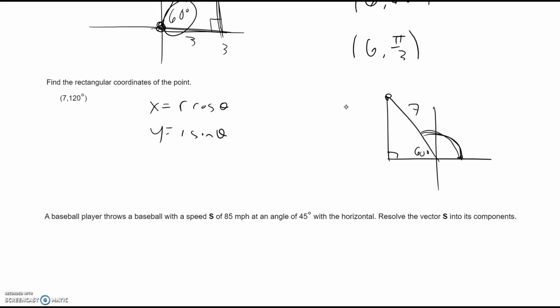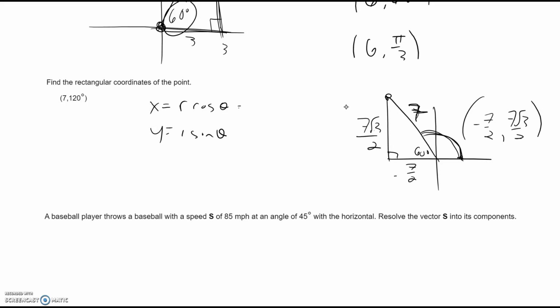So if I did it this way by drawing a picture, then I would realize that the shorter side has to be half of the longer side, or the hypotenuse rather, and then the longer side over here has to be root 3 times the shorter side. So there's my answer, negative 7/2, up 7 root 3 over 2.